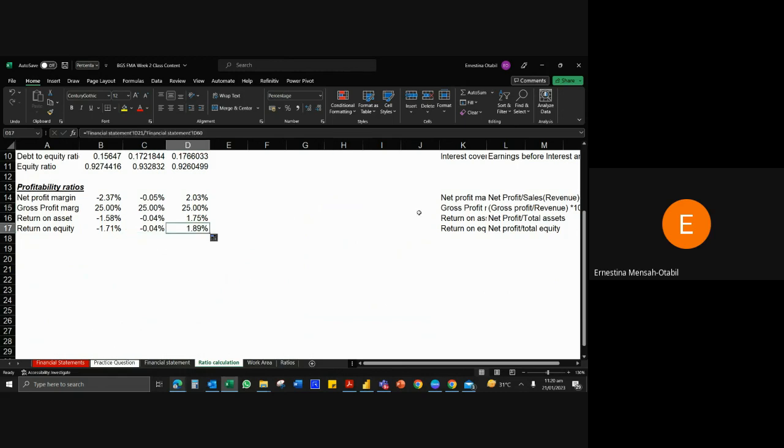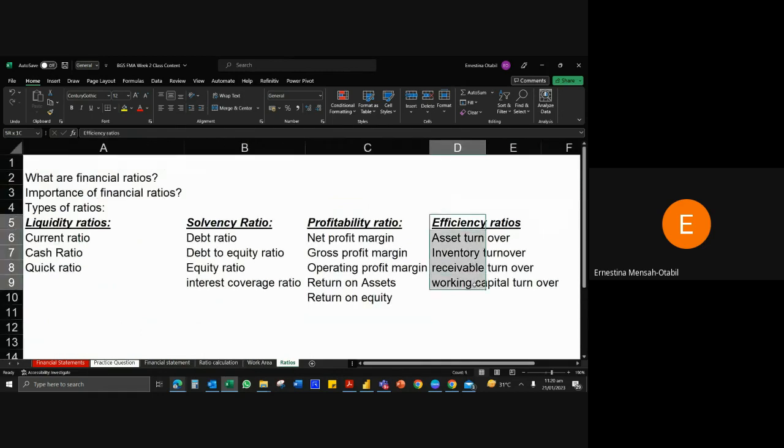So we are done with profitability ratios. I said earlier that profitability ratios are used to measure how the company can make profits from the net profit, the gross profit, the assets, and the equity, without using a lot of assets or a lot of equity. So we are moving to the next ratio, which is the efficiency ratio.